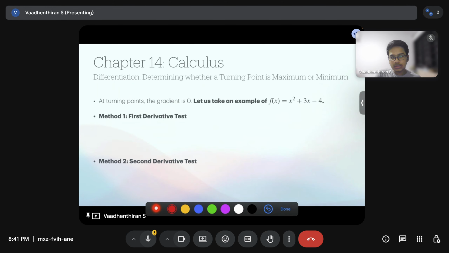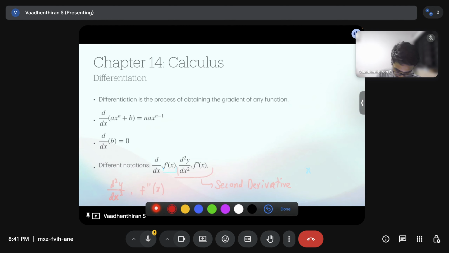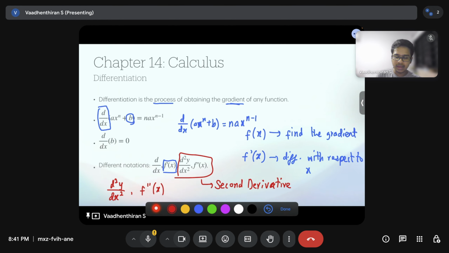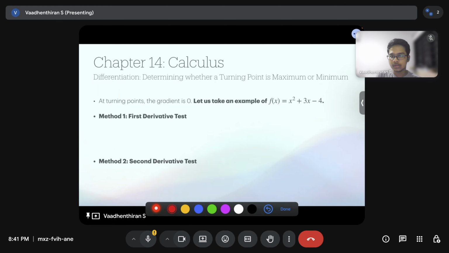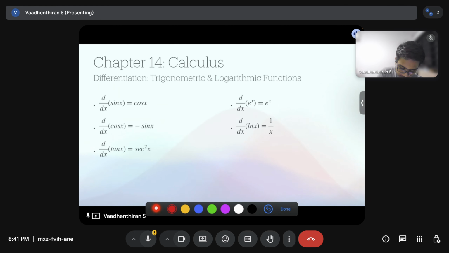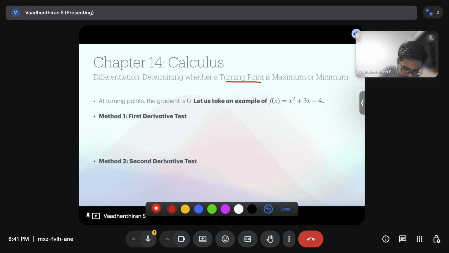Now you might be amused by this second derivative, and wonder where you actually use it. So we will be using it here to determine whether a turning point is maximum or minimum. Whenever there's a question where you need to determine whether a turning point is maximum or minimum, you use the second derivative test also. So it comes into play over here.